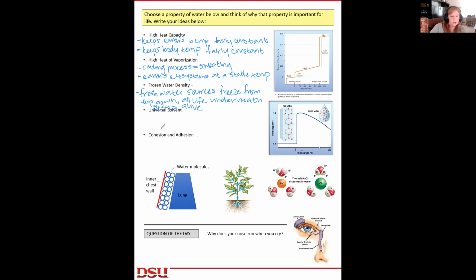Let's see, universal solvent. Talked about this a little bit in the sense that the polar nature allows water to pull things apart and to break things apart. This is important for hydration for our bodies. And it's also an important part of the, what do I want to say? Regulatory processes when it comes to like kidneys and urine and disposing of wastes.